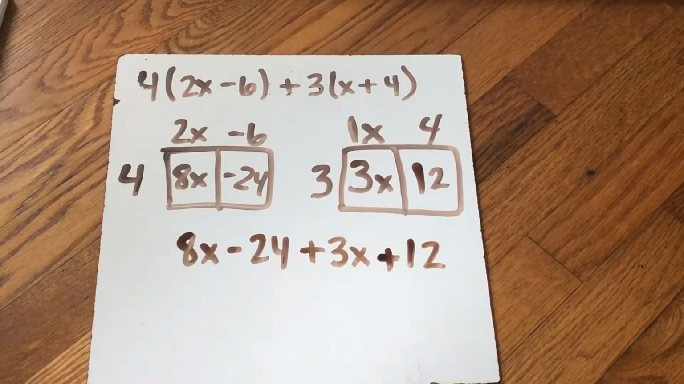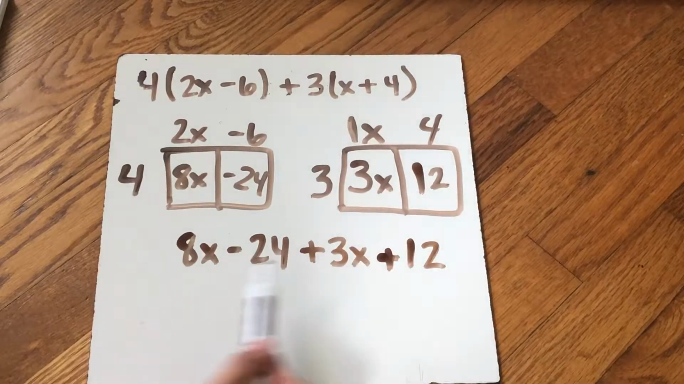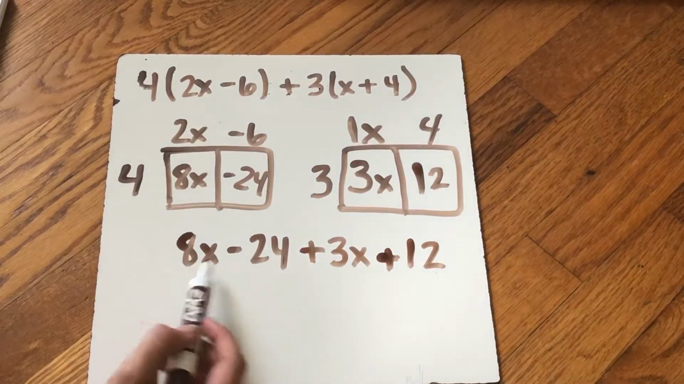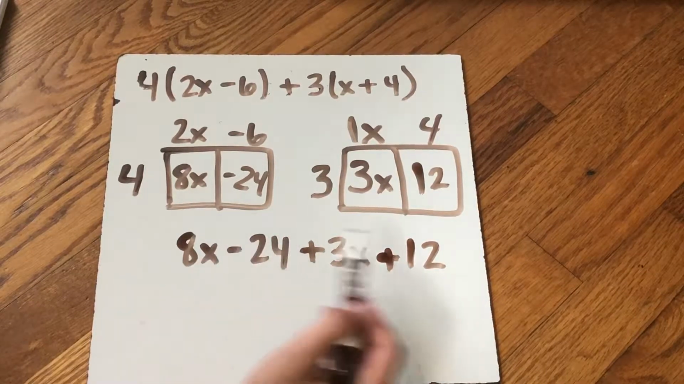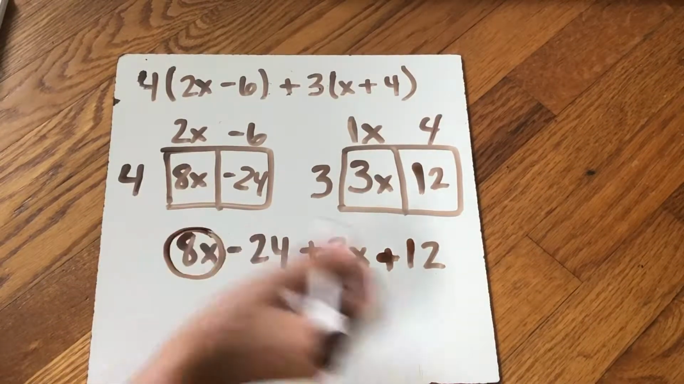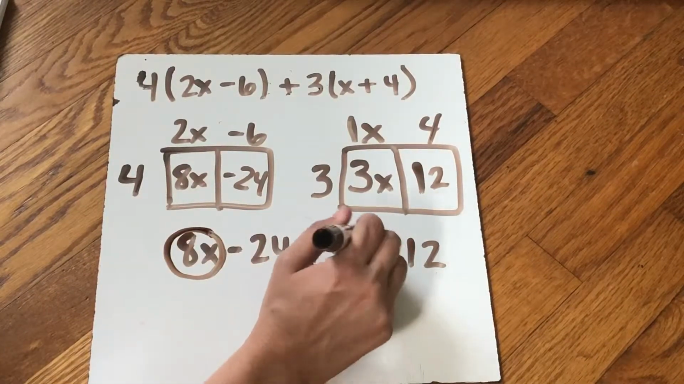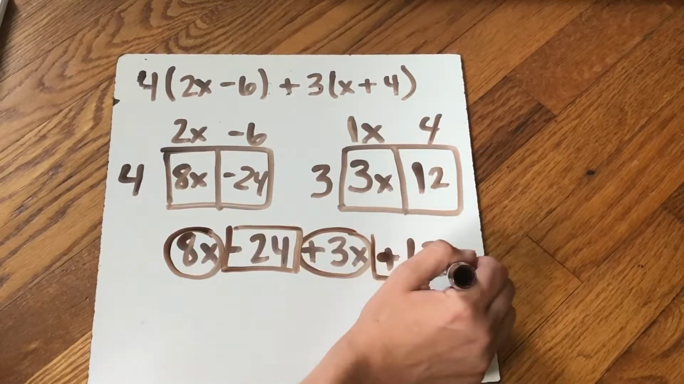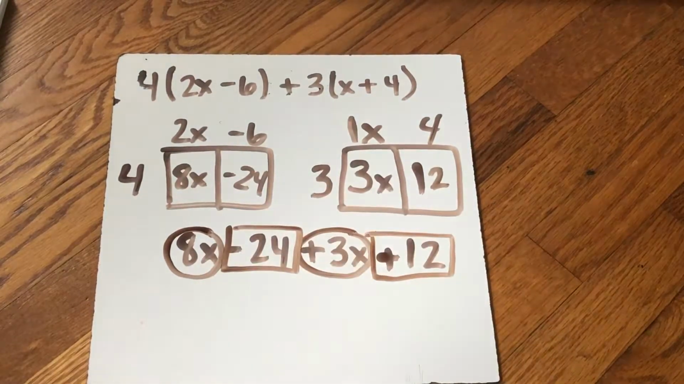Now, I'm not done there, and this is where the combining like terms comes in, because this really long expression can be simplified. I see that I have some like terms. I have these x's that are similar, and then I have two whole numbers. So I'm going to circle my x's. I'm going to box my whole numbers, making sure to get the signs in there so I know what I'm doing with it.